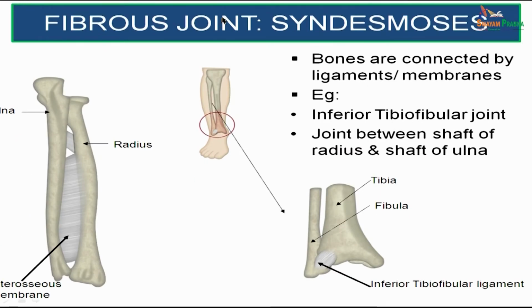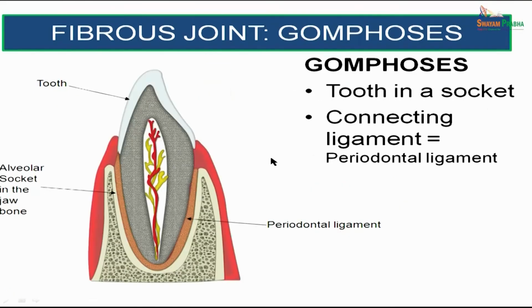Next we come to the second type of fibrous joint called syndesmosis. In syndesmosis, the bones are joined together by ligaments or membranes. Example, we have the joint between the shaft of radius and the shaft of ulna by a structure that is the interosseous membrane, and this joint is a syndesmosis. In a similar fashion, we have a joint between the lower end of tibia and the lower end of fibula, the inferior tibiofibular joint, that is also a syndesmosis.